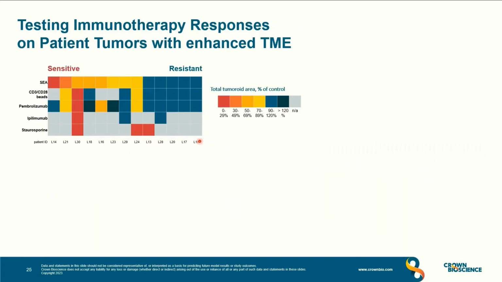This heat map shows non-small cell lung cancer patient tissue sensitivity to drugs in co-culture with autologous PBMCs. As this is a relatively new setup, the tested number of patients is smaller here, but some interesting effects could be observed, such as when the sample is sensitive to SEA, it has a higher chance to be sensitive to other immunostimulatory treatments.